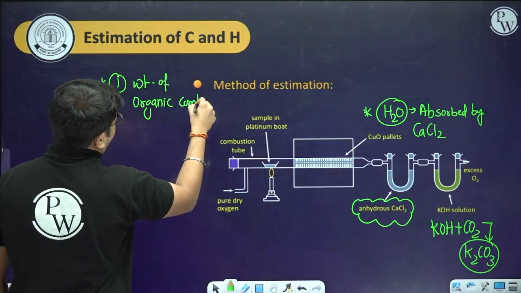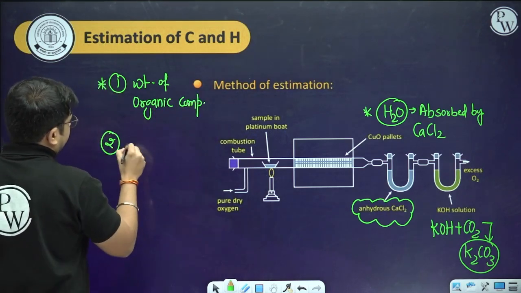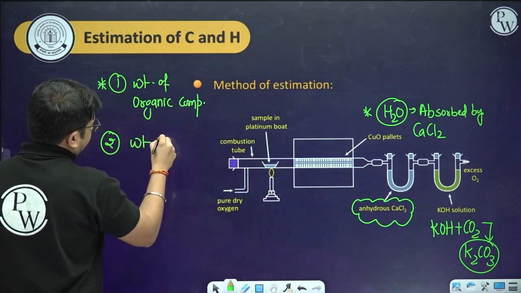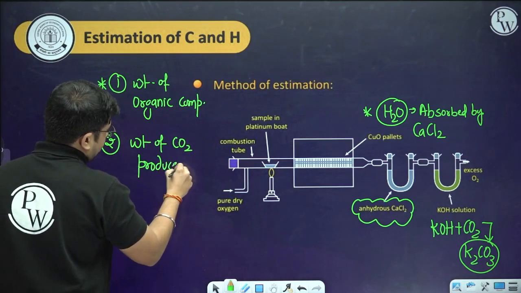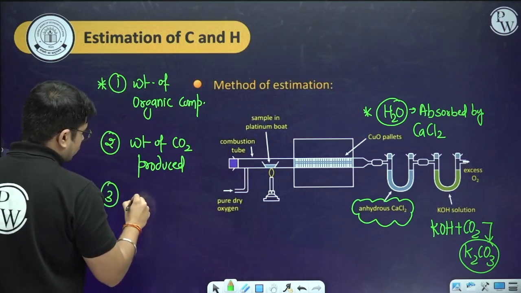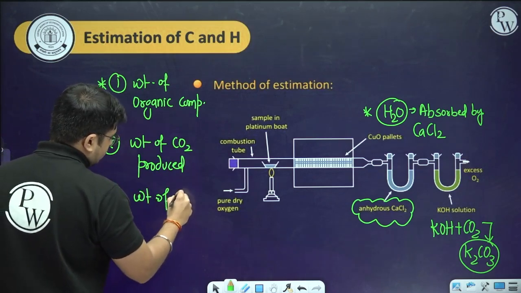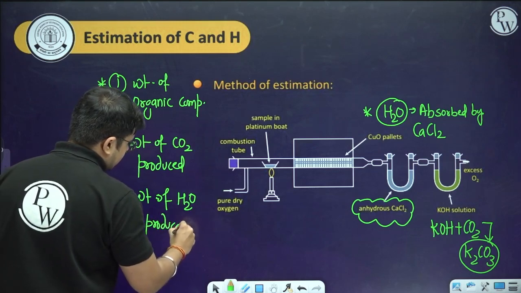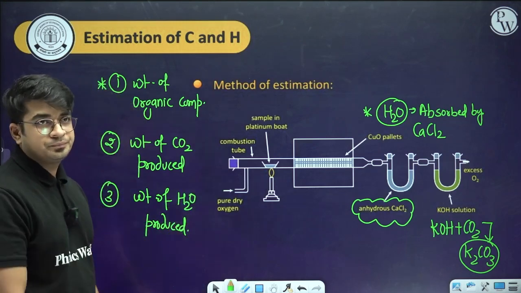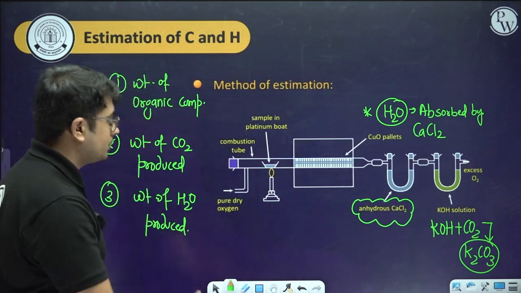You have to look for the weight of organic compound. Second part, you have to look for the weight of CO2 produced. And third part, you have to look for the weight of H2O produced. These three parts are always going to be given to you. I hope this entire part is clear.